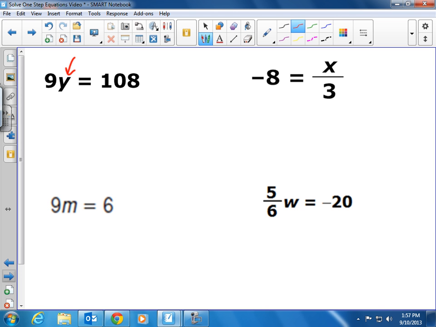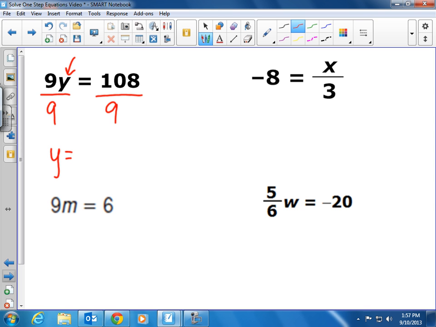What operation is holding the 9 and the y together? Multiplication. Well, what undoes multiplication? What's the glue? How can we separate 9 and y from being glued together? Well, by doing the opposite, dividing. So I'm going to divide each side by 9.